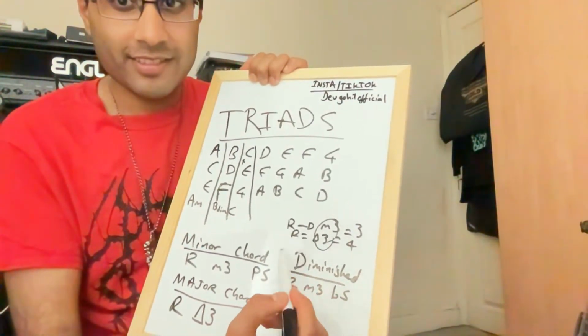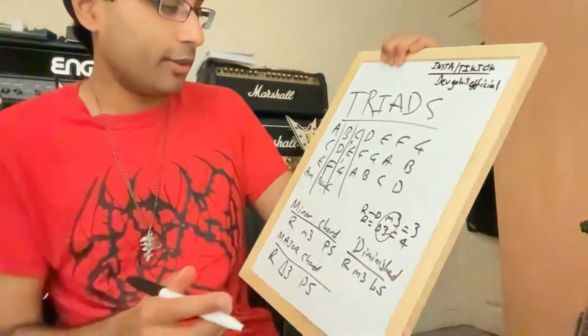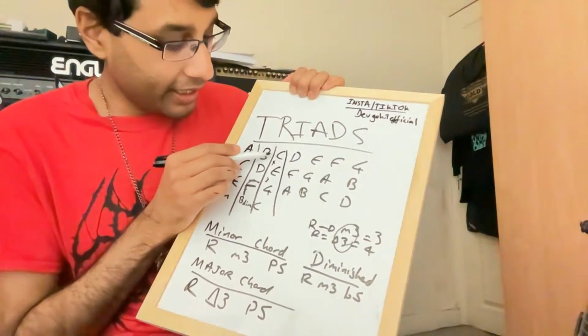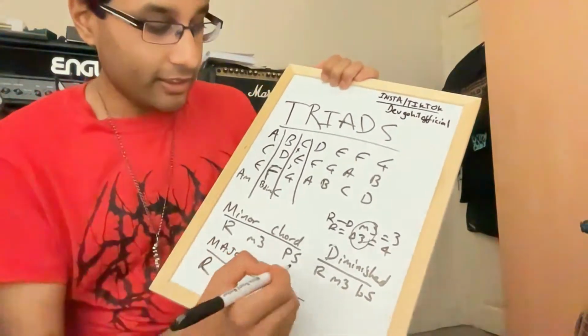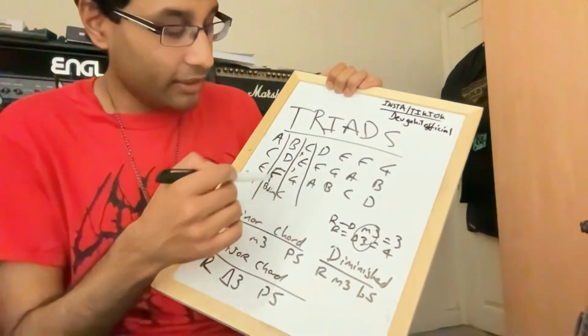Nobody? Okay. It's 3 frets. Yeah, someone just got it. Cool. So C to E is a major third, and then from E to G is a minor third.